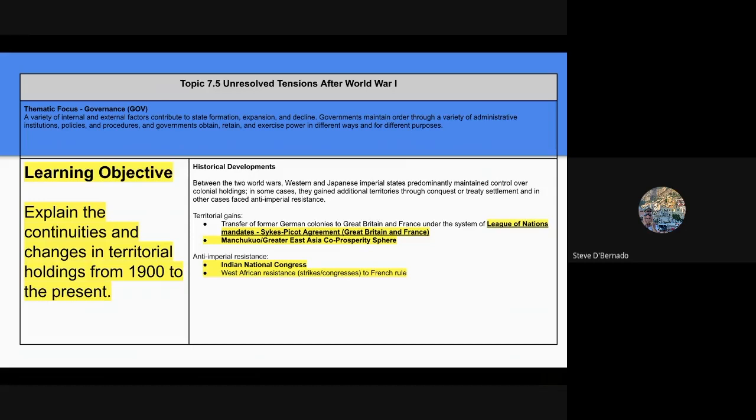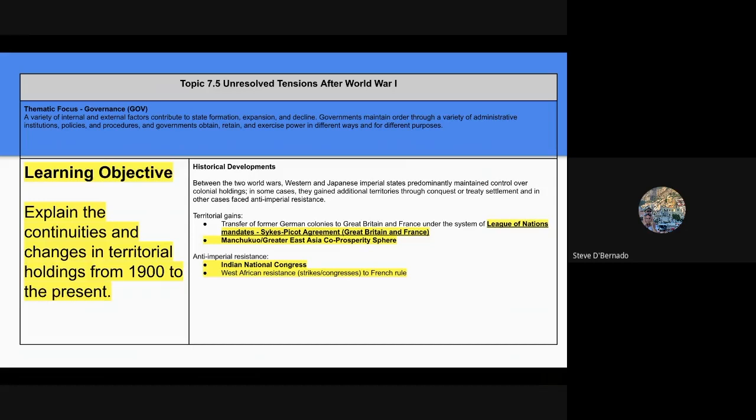We're talking about territorial gains. We're talking about the transfer of former German colonies to Great Britain and France under the system of the League of Nations mandates, the mandate system. Specifically in the Middle East, the Sykes-Picot Agreement between Great Britain and France. They carved up the Middle East, and there were consequences and implications here. Also, we're talking about Manchukuo and the Greater East Asia Co-Prosperity Sphere, in which Japan asserted its influence over other regions of Asia and East Asia.